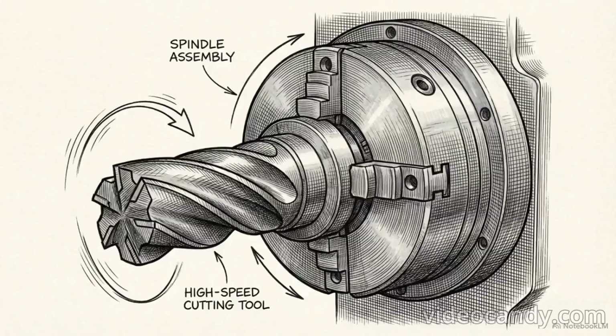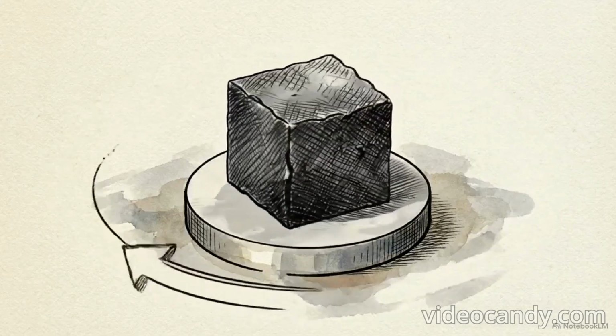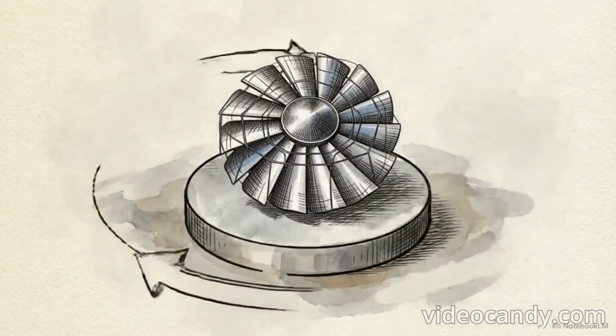For internal geometry, like engine cylinders, we use honing. Honing relies on rotating, reciprocating abrasive stones to true up the cylinder and create a precise crosshatch pattern on the walls, a texture specifically designed for oil retention.